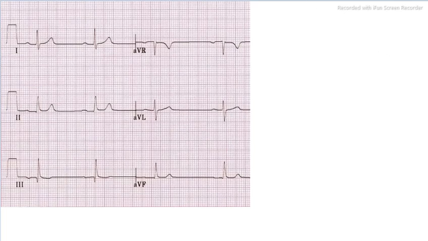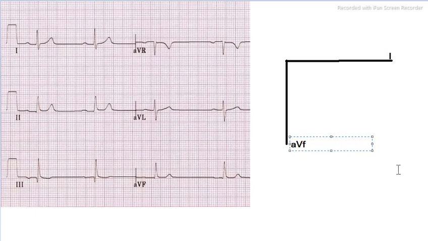Let me draw a straight line. So this is our lead 1, isn't it? And the other lead which I usually take as an example is AVF. So this is AVF. So let me write them down. This is your lead 1, and here you have your lead AVF.